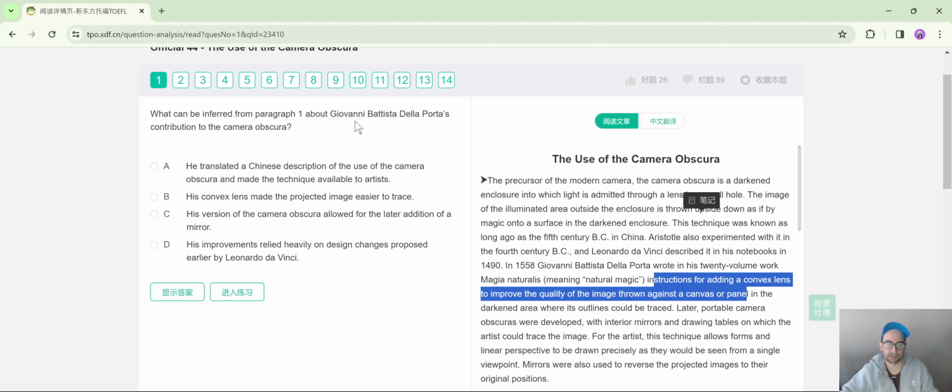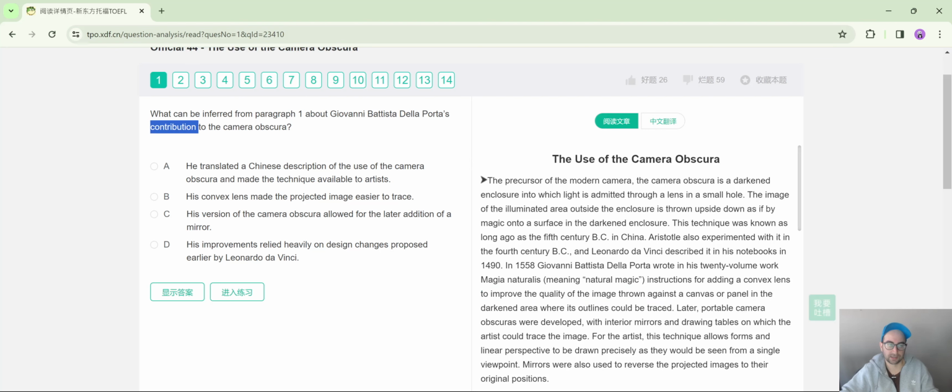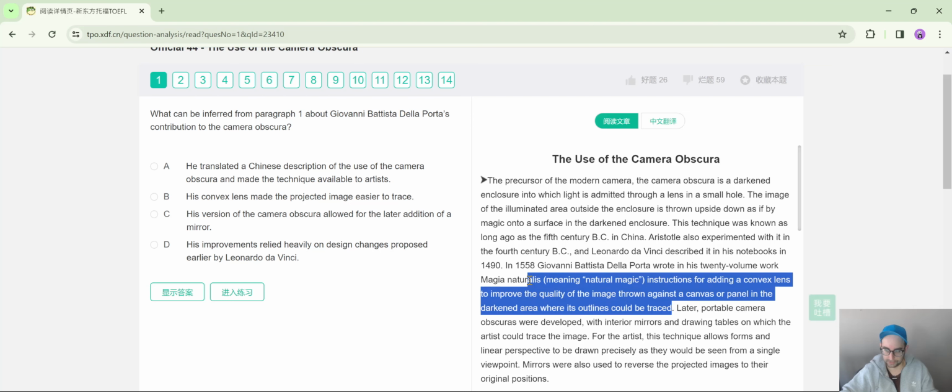We want to just double check the question again. So what can we understand about his contribution to this? Okay. So he's improving the quality by adding some kind of lens, a convex lens. You don't have to know what kind of lens this is. That's fine. That's too technical. Just know what's going on here. Quality of the image thrown against a canvas or a panel in the darkened area where its outlines could be traced. Okay. So he's improving the quality and somehow this helps them trace an image.